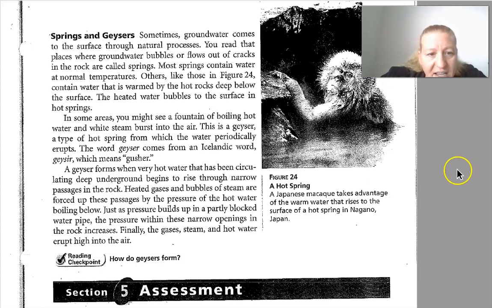In some areas, you might see a fountain of boiling hot water and white steam bursting into the air. This is called a geyser. Okay, this is a geyser, a type of hot spring from which the water periodically erupts. The word geyser comes from the Icelandic word geysir, which means gusher.